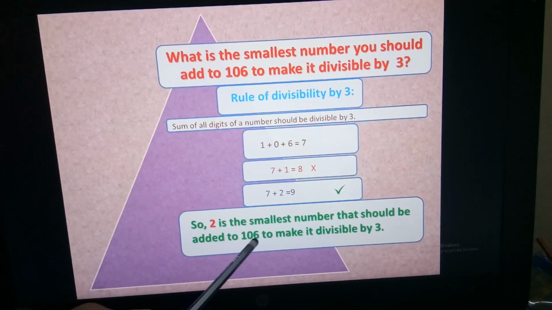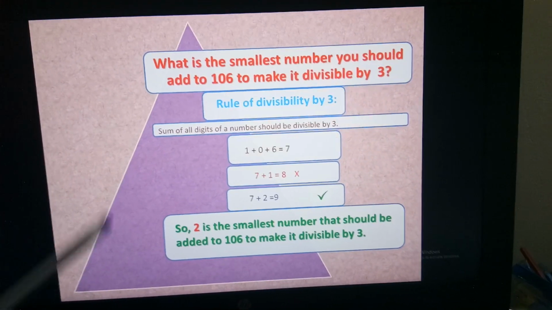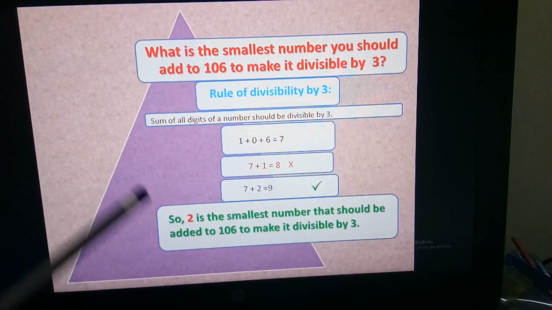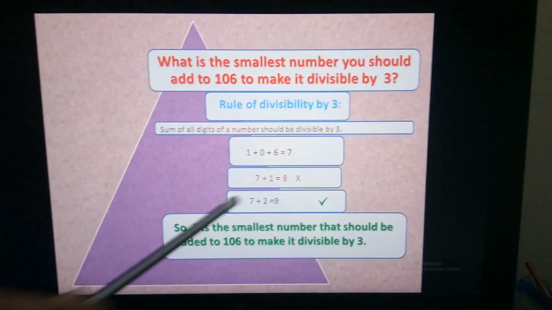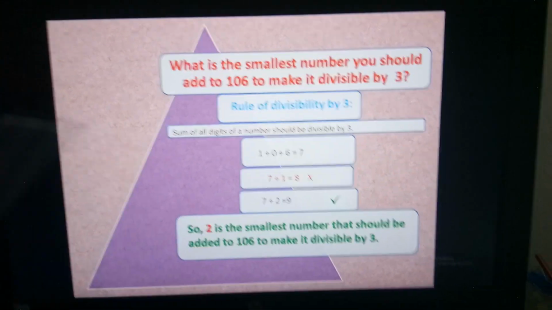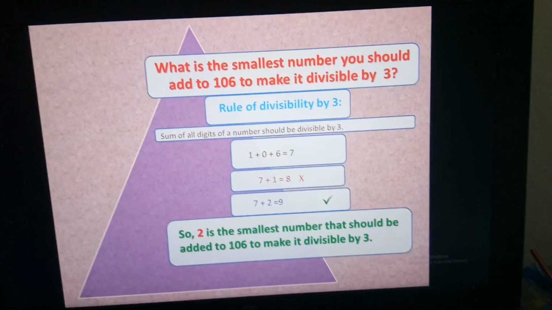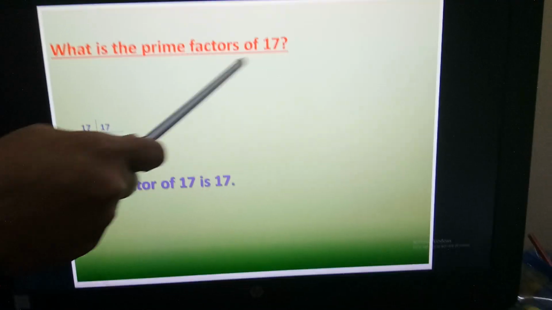You can check the answer also. When you add 2 with 106, what will you get? 108. And when you add the digits of 108, 1 plus 0 plus 8, the answer will be 9, of course. It is divisible by 3. So 2 is the smallest number. Got it? Next.